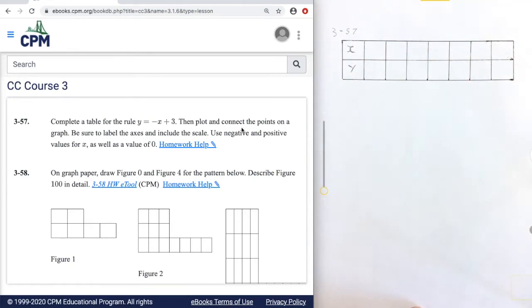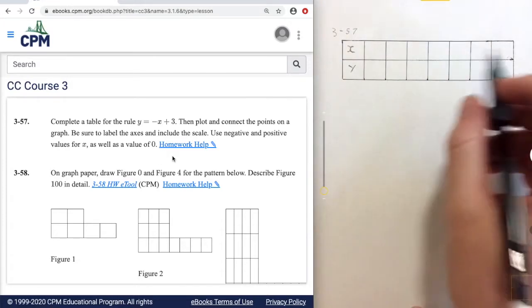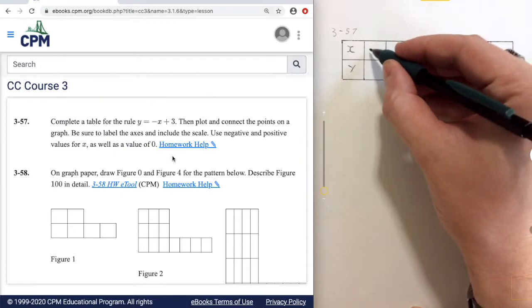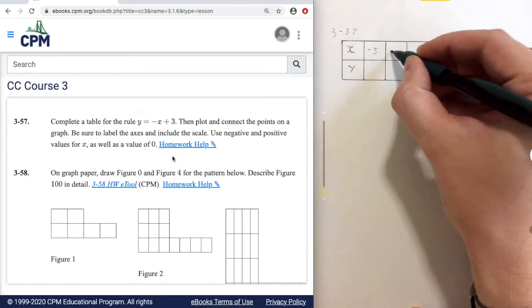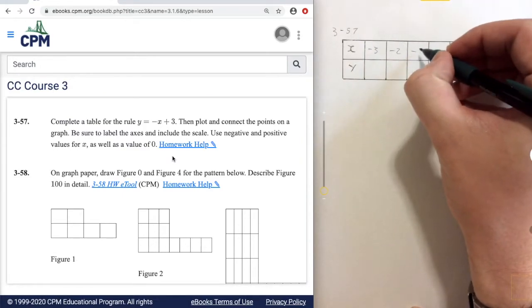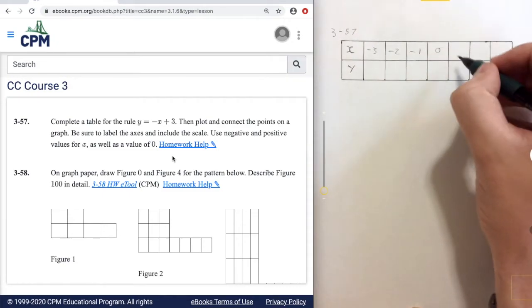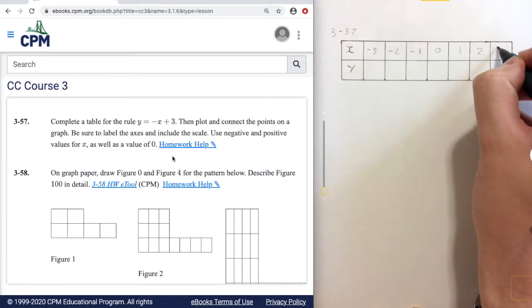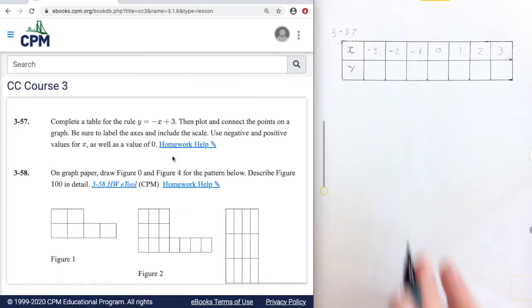Now it doesn't tell us what values we should use for x, but it does want us to use negative and positive values for x, as well as 0. So some good values could just be some numbers around 0. So start with -3, -2, -1, 0, 1, 2, and 3. So these are just some good numbers that will hopefully give us an idea of what the graph will look like, but you don't have to use these exact numbers.